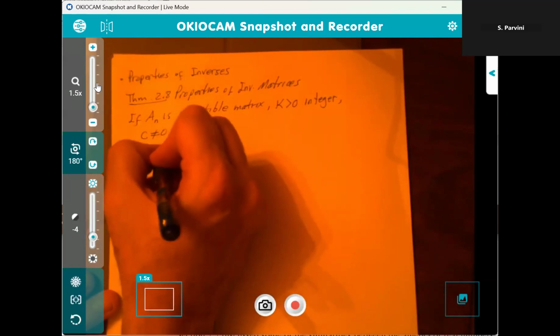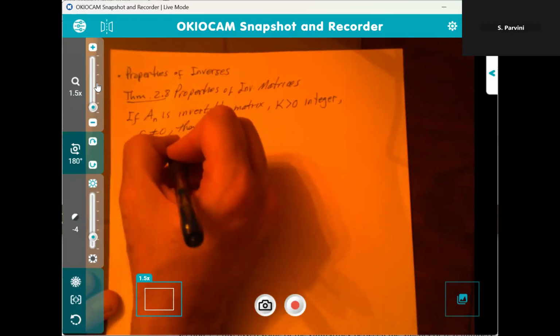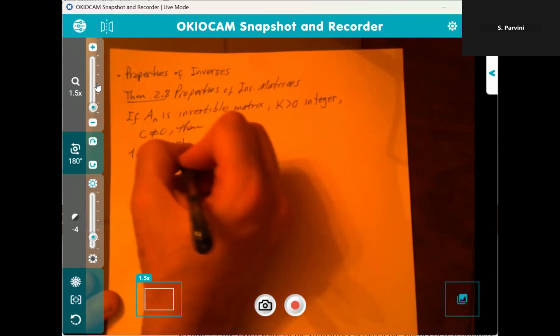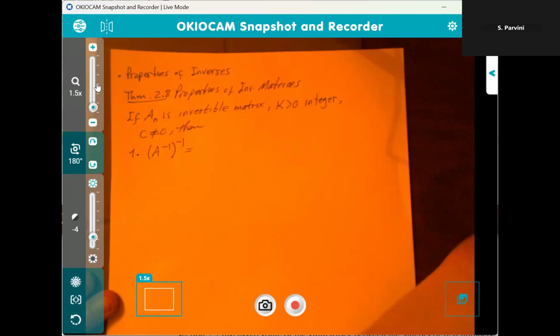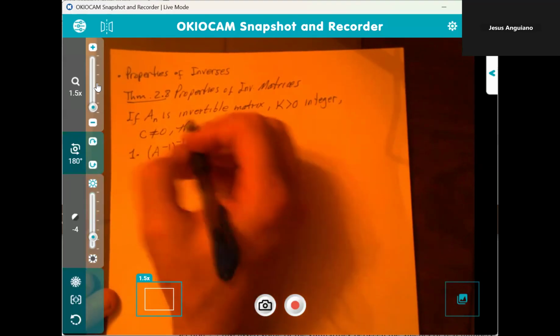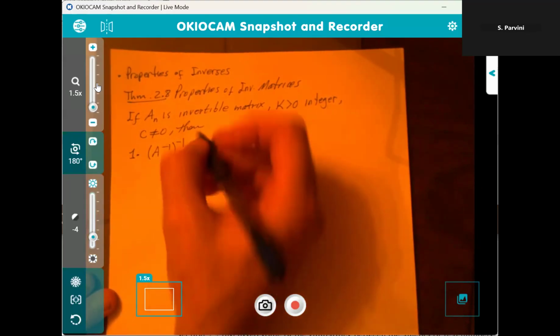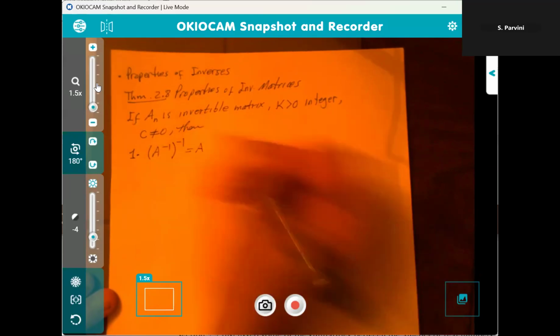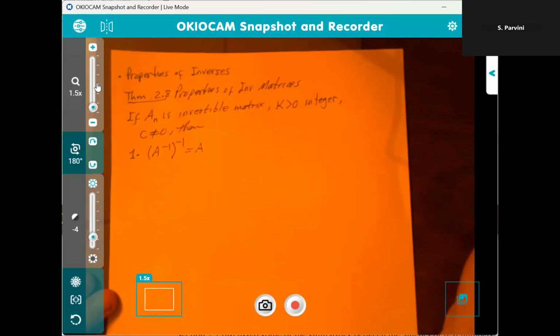Number 1, if you take the inverse of the inverse matrix, what do you think is going to happen here? I'm doing the inverse of an inverse. They cancel each other? You got it. It's like multiplying -1 times -1. They cancel, so you just get the matrix A back.